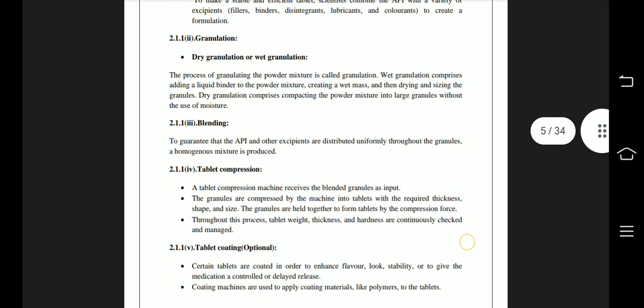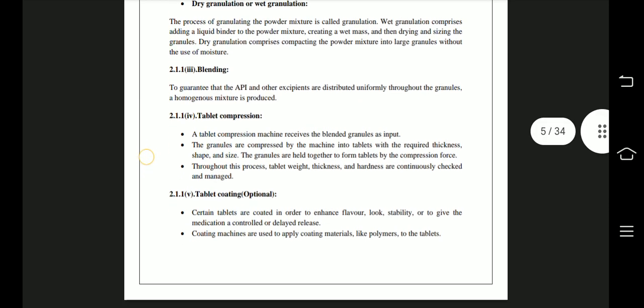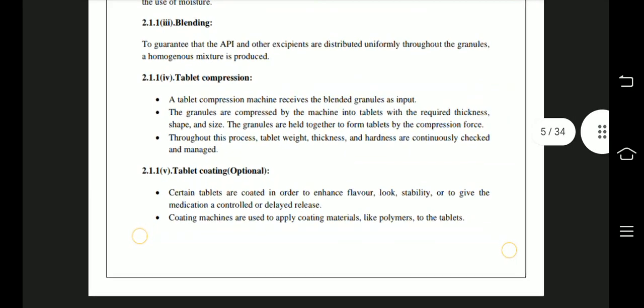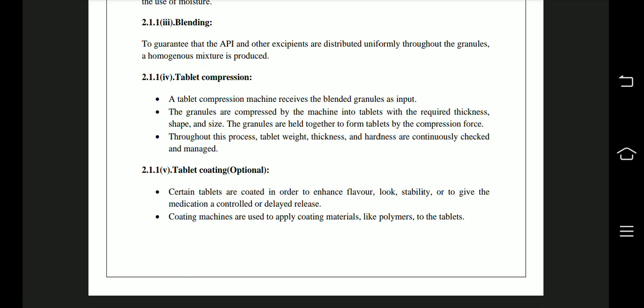Third one is blending. To guarantee that the API and other excipients are distributed uniformly throughout the granules, a homogeneous mixture is produced. Fourth one is tablet compression. A tablet compression machine receives the blended granules as input. The granules are compressed by the machine into tablets with the required thickness, shape, and size. The granules are held together to form tablets by the compression force. Throughout this process, tablet weight, thickness, and hardness are continuously checked and managed.